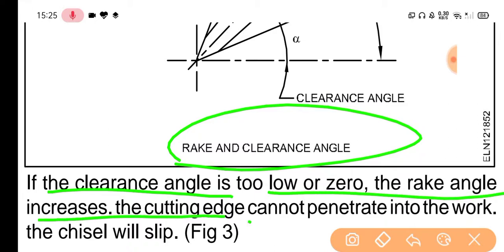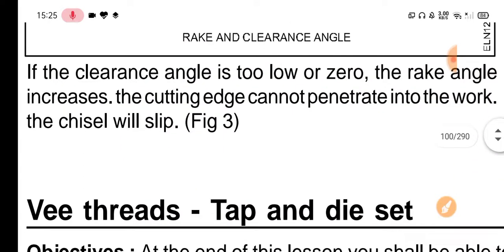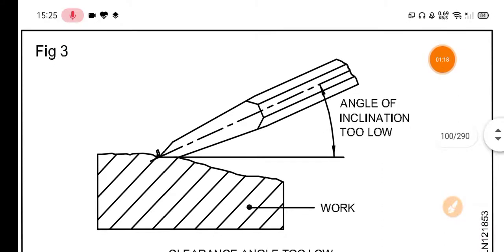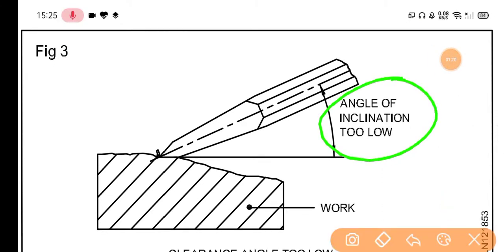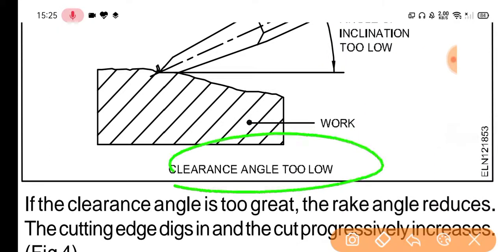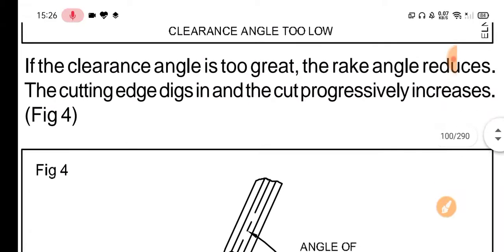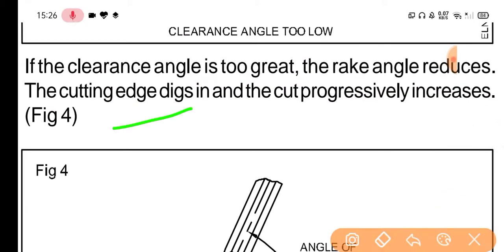the cutting edge cannot penetrate into the work, and the chisel will slip. Picture 3 is given. And this is the angle of inclination too low, this is the work, and the clearance angle too low. If the clearance angle is too great, the rake angle reduces, the cutting edge digs in at the cut, and progressively increases. Picture 4 is given.